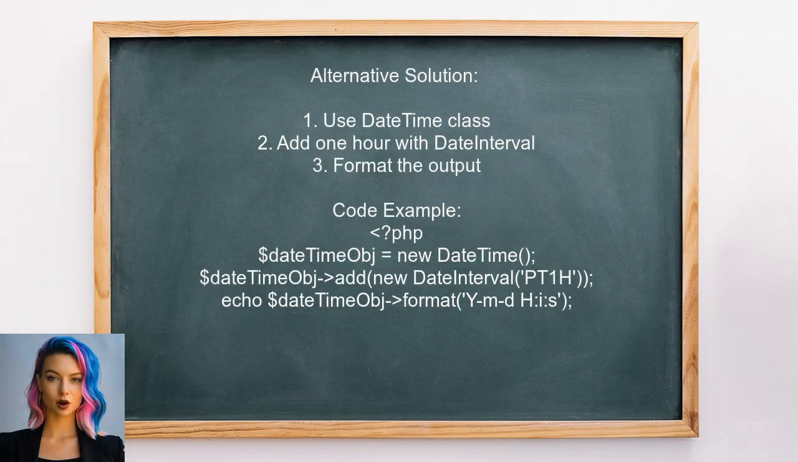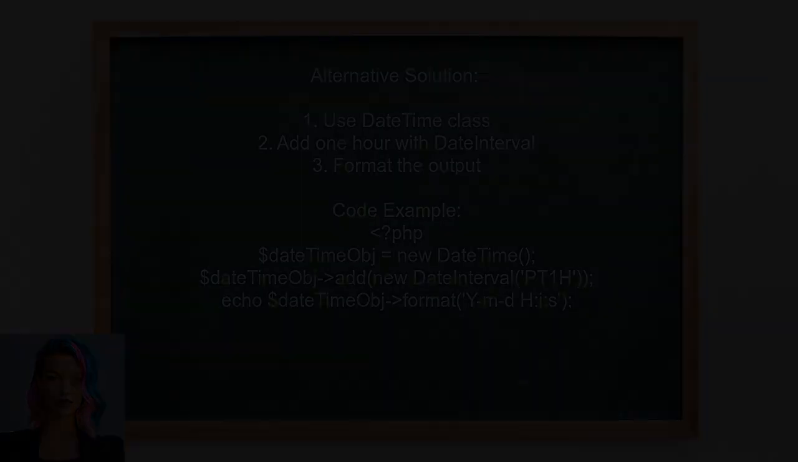Now let's look at the answers provided by other users. An alternative approach to adding 1 hour to the current date and time in PHP involves using the DateTime and DateInterval classes. This method creates a DateTime object, adds a 1 hour interval, and then formats the output.